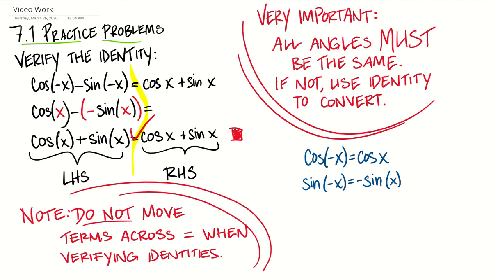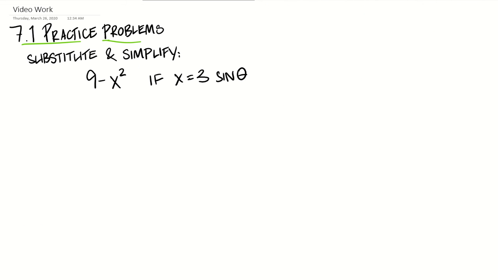We'll move on. All right, next type of problem you might be asked to do is substituting into an expression and then simplifying. So I've got one here, 9 minus x squared if x equals 3 sine of theta. The first thing I'm going to do is plug in. Plugged in looks like this.